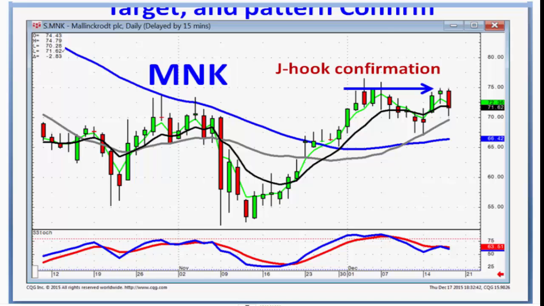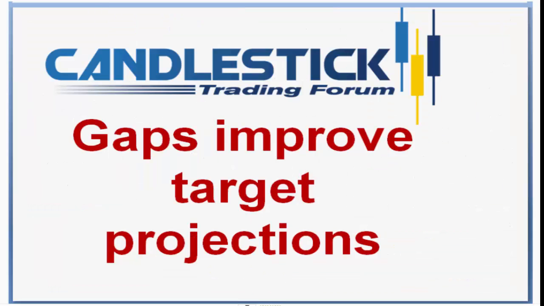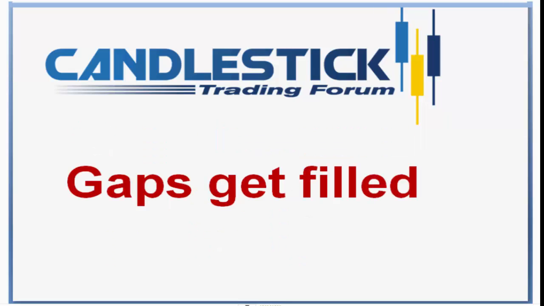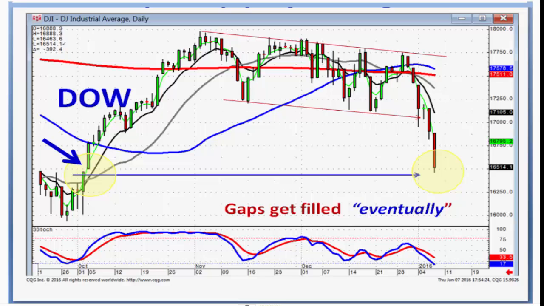Using candlestick signals and gaps are also a great way to improve not only the projection of your targets, but getting great profits. A lot of people say don't trade gaps because you don't know what's going on. Candlestick signals and gaps are your best friends because if you know what the signal is telling you, and then they gap it one way or the other afterwards, you know exactly which way they're taking that trend. So a lot of gaps get filled.